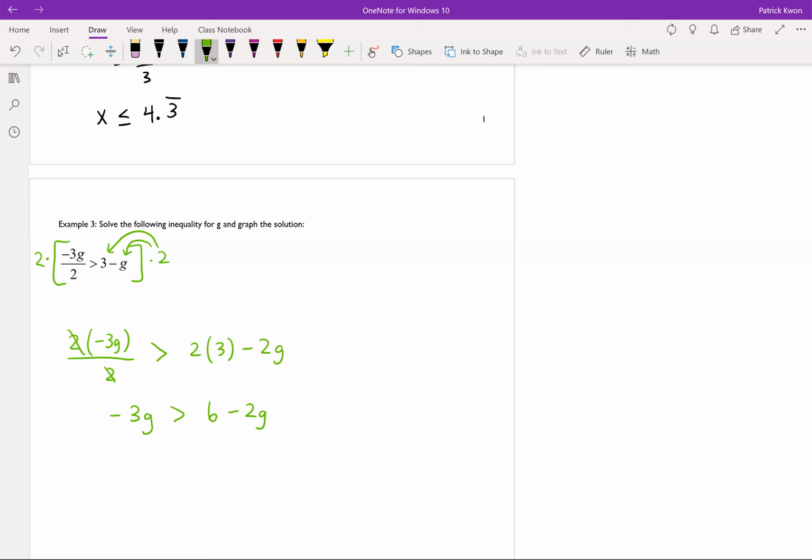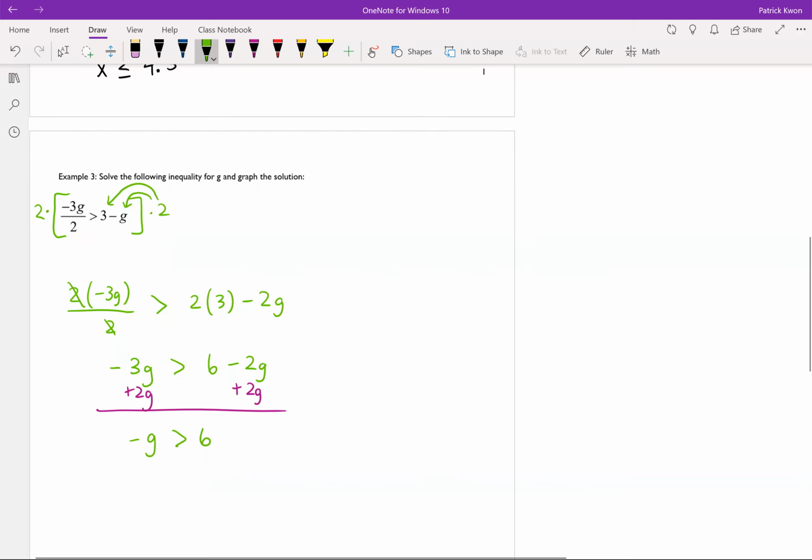And from here, I want to get all the g's on one side. So what I'm going to do is I'm going to add 2g to both sides. And if I do that, then I get negative g is greater than 6.